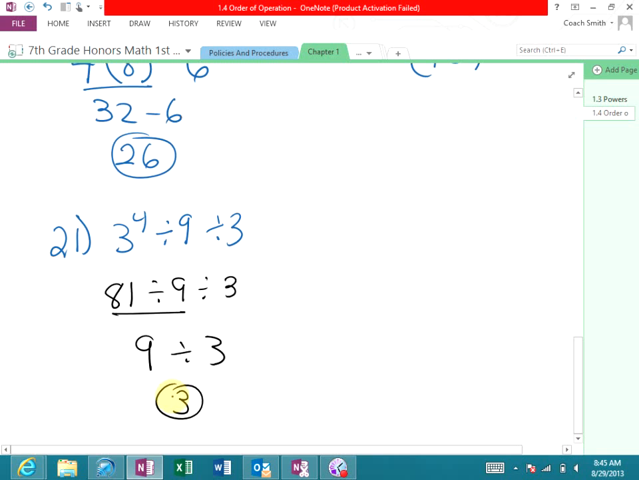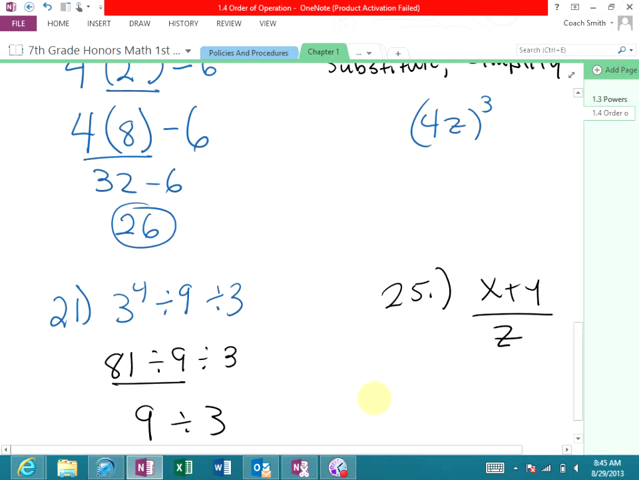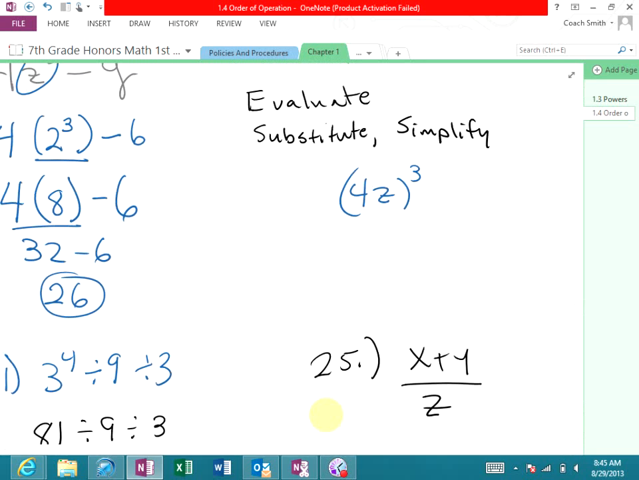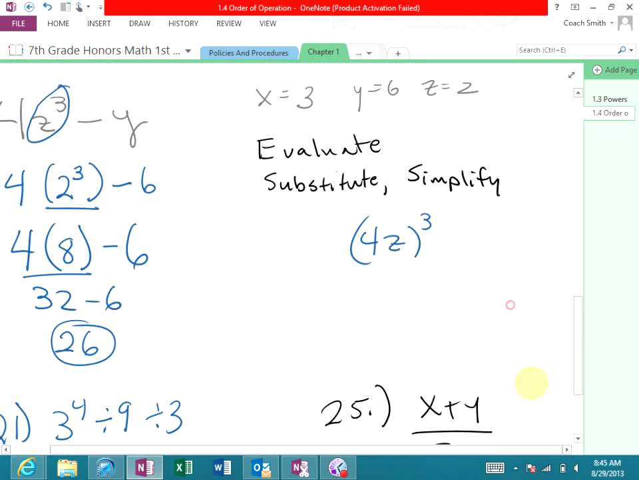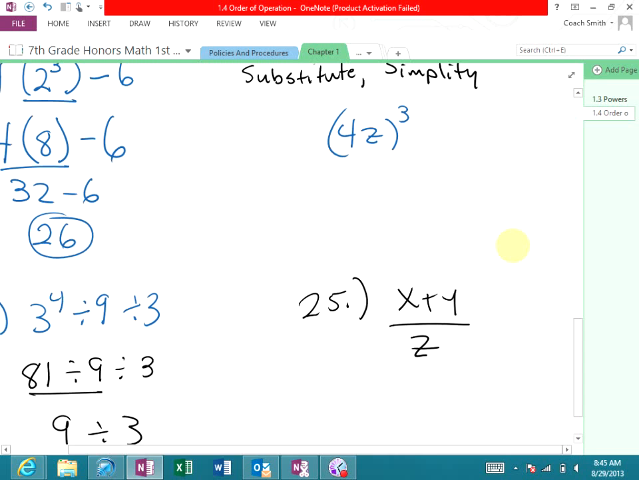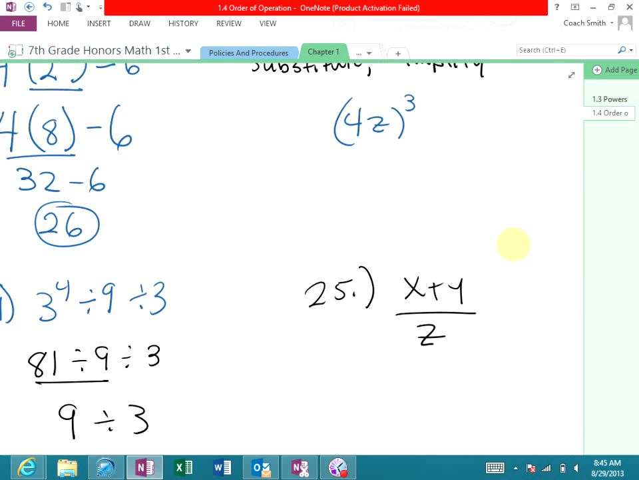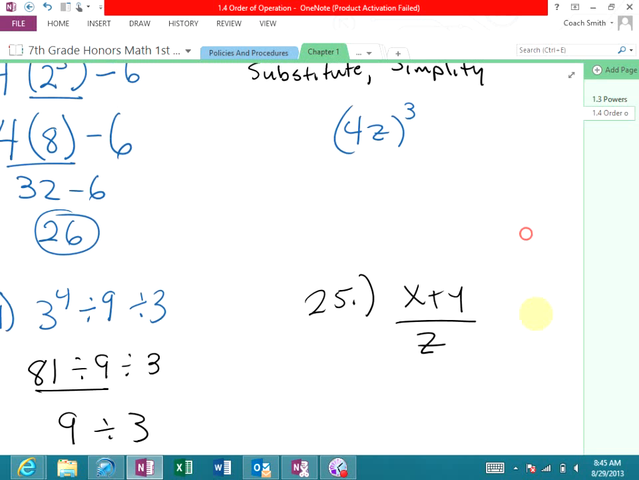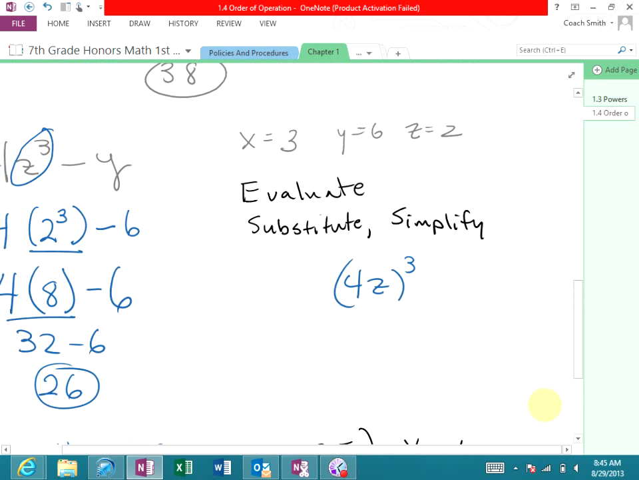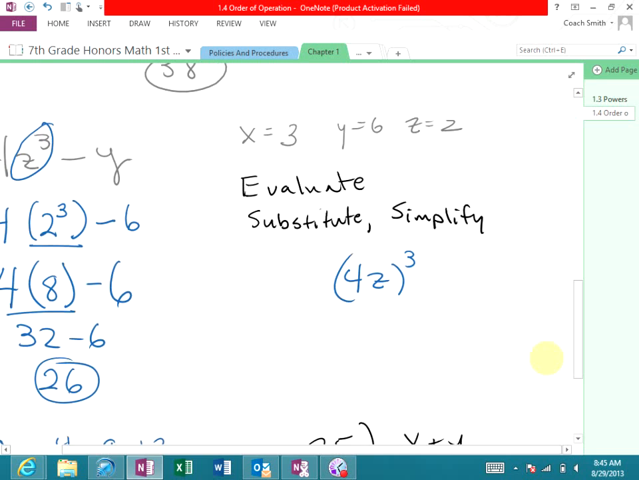All right, I want you to do number 25. Do number 25 on your own. Okay, 25 says x plus y over z. We're going to use the same values of the variables that we had a while ago. So they're in your book. Right above number 25, they give you the values for those variables. And x was equal to 3, y was equal to 6, z was equal to 2.